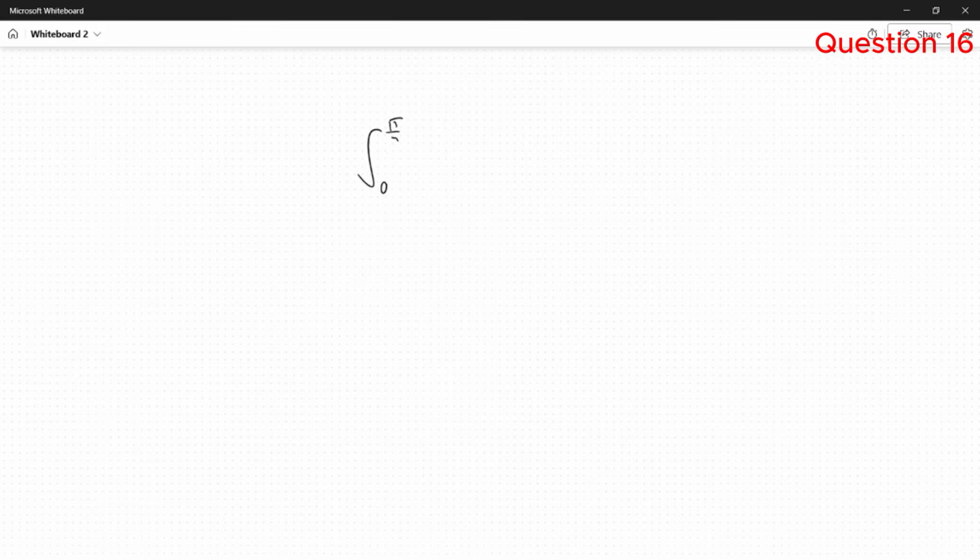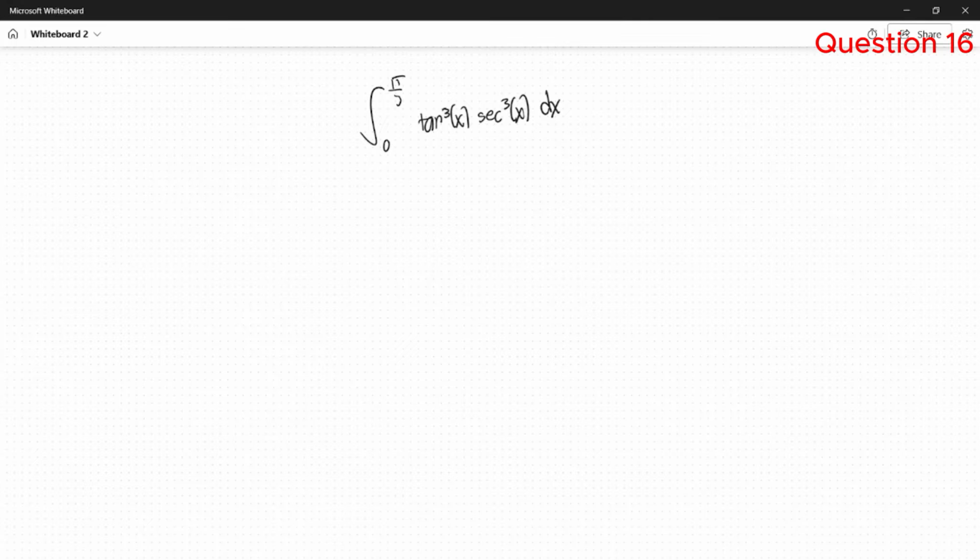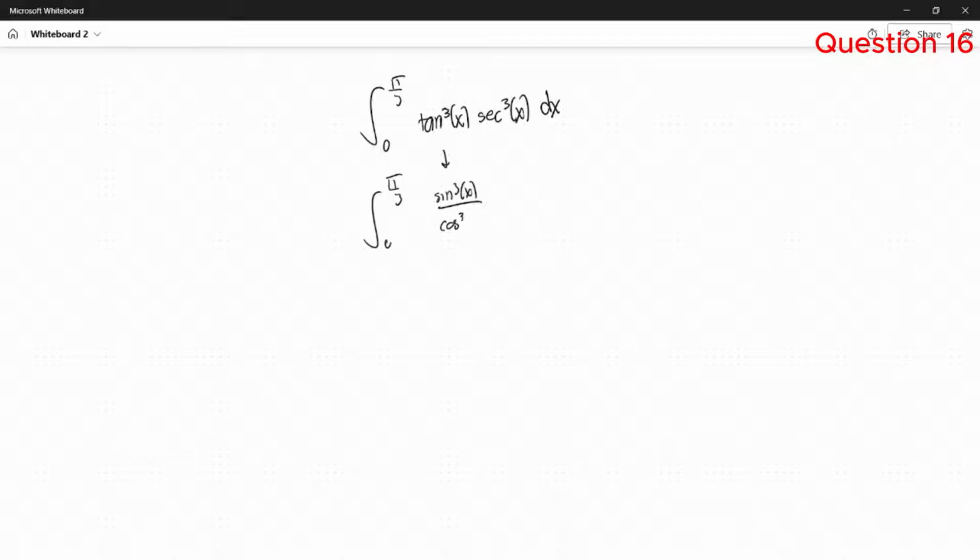0 to pi over 3 of tan cubed x secant cubed x dx. The first thing that we want to do is rewrite them in terms of sine and cosine. So this becomes sine cubed x over cosine cubed x on the bottom. Secant cubed becomes 1 over cosine cubed x on the bottom, dx.